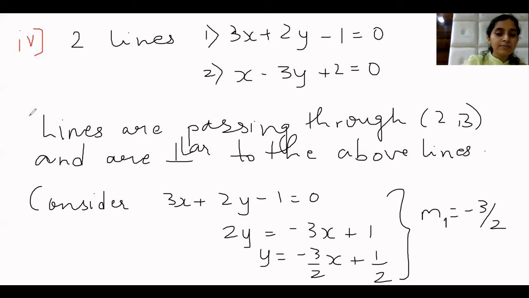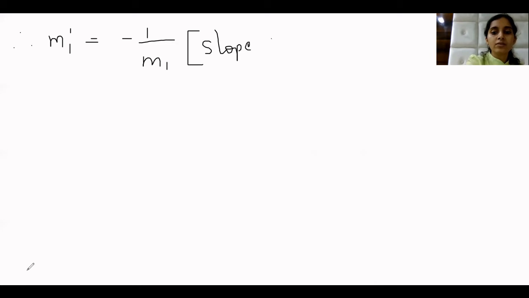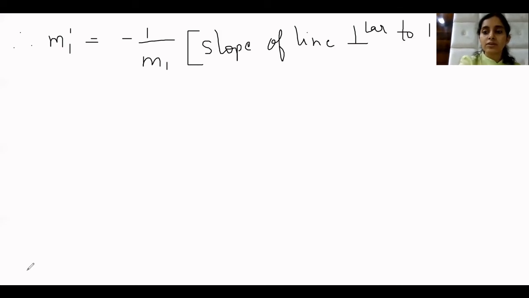Now, if a line is perpendicular to this first given line, what will be its slope? It is the negative reciprocal of the slope of this line. Therefore, we'll call it m1 dash, which is equal to minus 1 upon m1. This is the slope of the line perpendicular to the first given line. Clear?